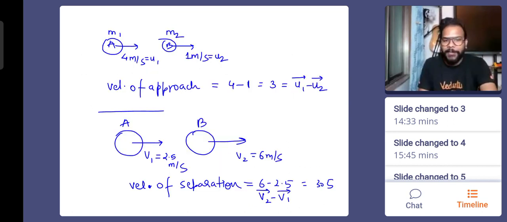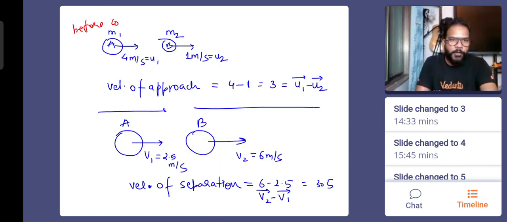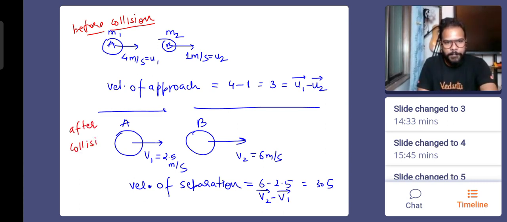They will not collide. Arey, this is after collision only. This is before collision, same objects. This is after collision. That is what velocity of separation is. If this goes with 6, this goes with 2.5, the gap between them will increase at 3.5 meters per second. That is their velocity of separation. Their separation increases at 3.5 meters per second.